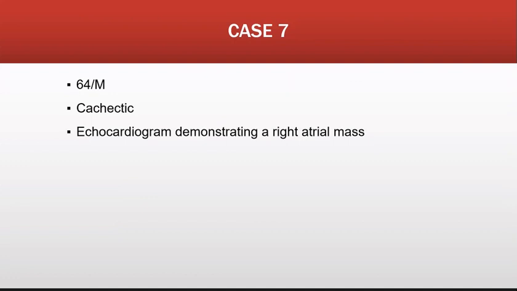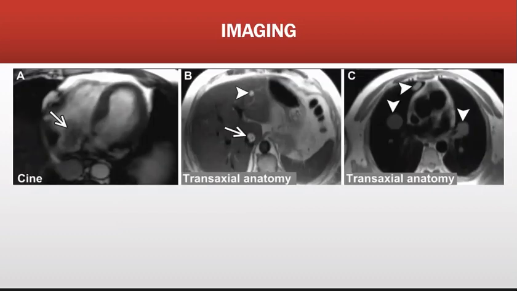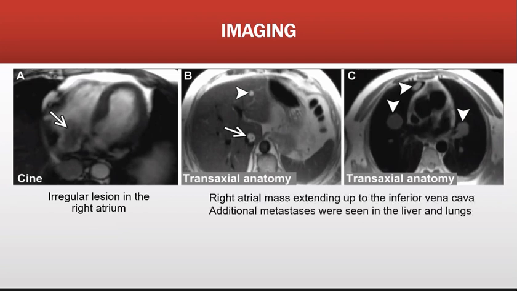For the last case, case number 7, is a 64-year-old male, cachectic, and echocardiogram demonstrates a right atrial mass. An irregular lesion was confirmed in the right atrium at cine-MR imaging. On transaxial sections, the right atrial mass was seen to extend up to the inferior vena cava, and additional metastases were seen in the liver and lungs.